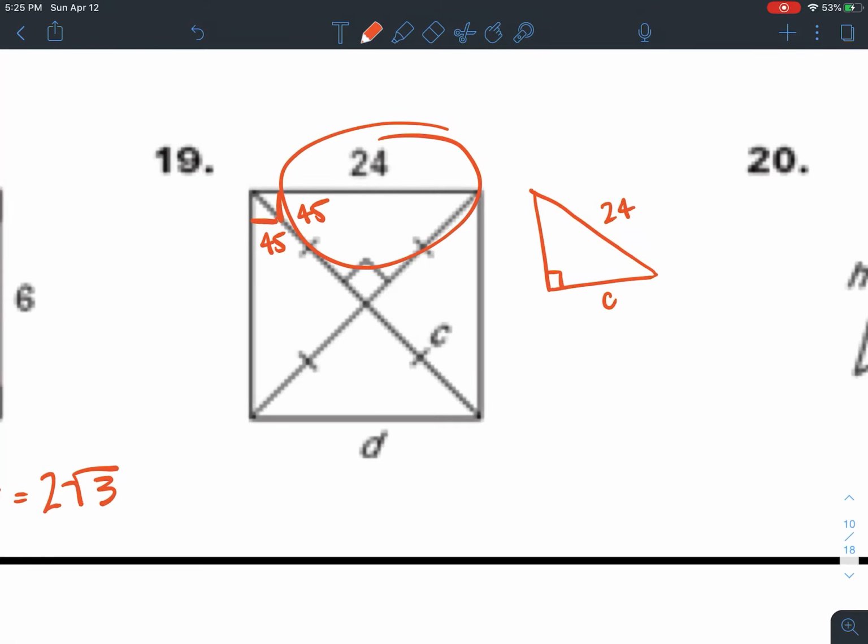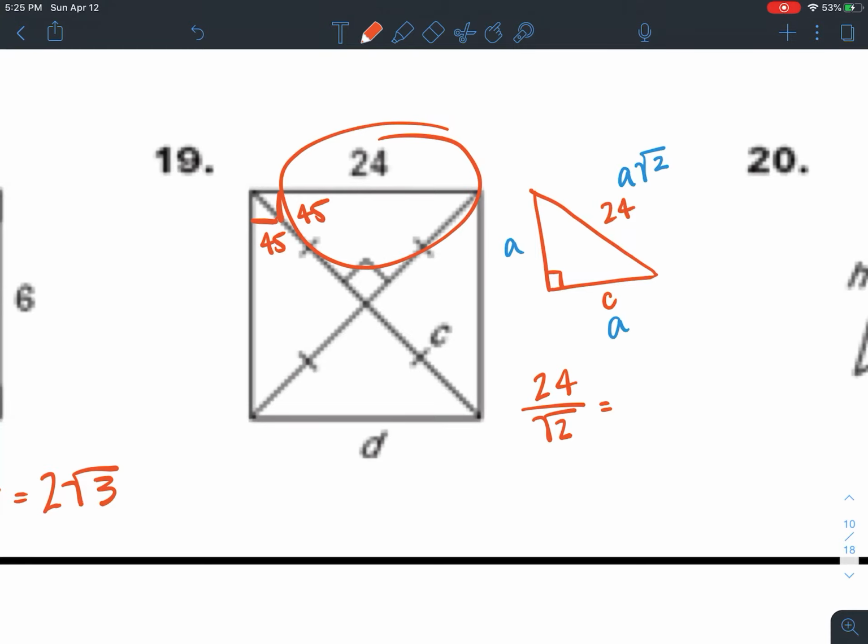So I'm going to have 24, and I'm going to solve for that missing link. So I've got my A, and A square root 2. And to work my way backwards from the hypotenuse down to the leg, I'm going to divide by the square root of 2. There we go.